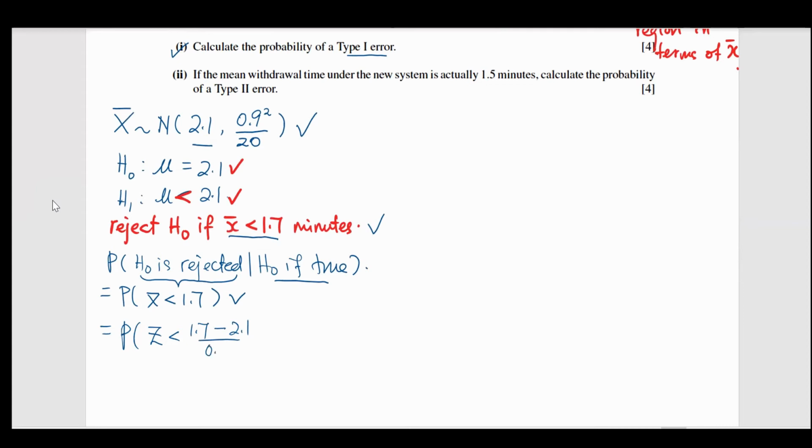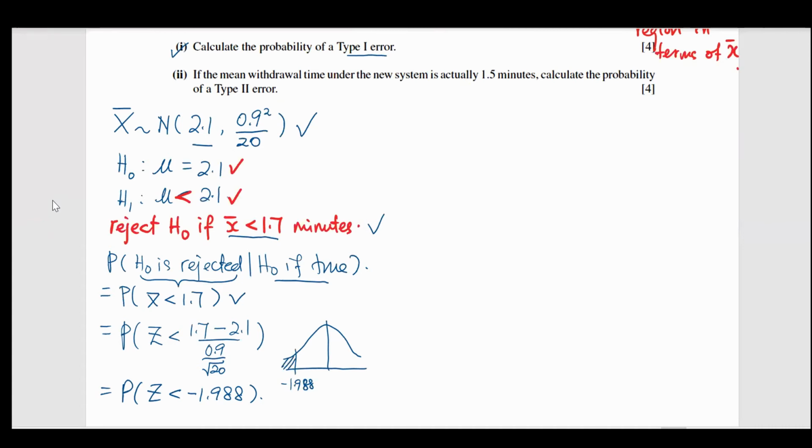Okay, divided by standard deviations. So calculate out the value of this, and you should be getting negative 1.988. Okay, just a quick sketch of the bell-shaped curve. And negative 1.988 is somewhere here.